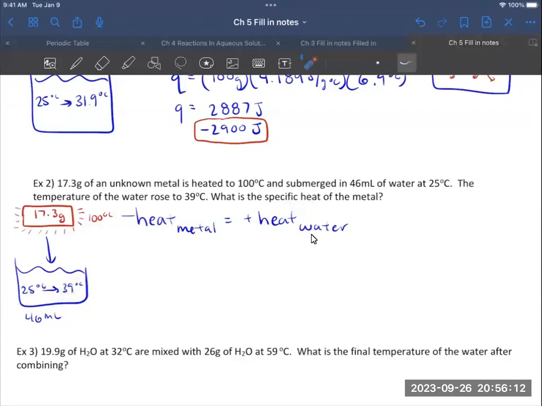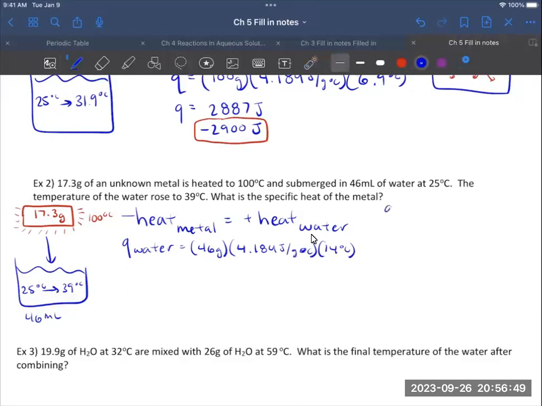We're looking for the specific heat of the metal. In order to find that answer, we first have to figure out how much heat was gained by the water. So let's go ahead and solve that first. So the heat that was gained by the water is equal to Q equals mcΔT. So the mass of the water, 46. The specific heat of water, 4.184 joules per gram degrees Celsius. And then the change in temperature of the water was 25 to 39. So that was a change of 14 degrees.